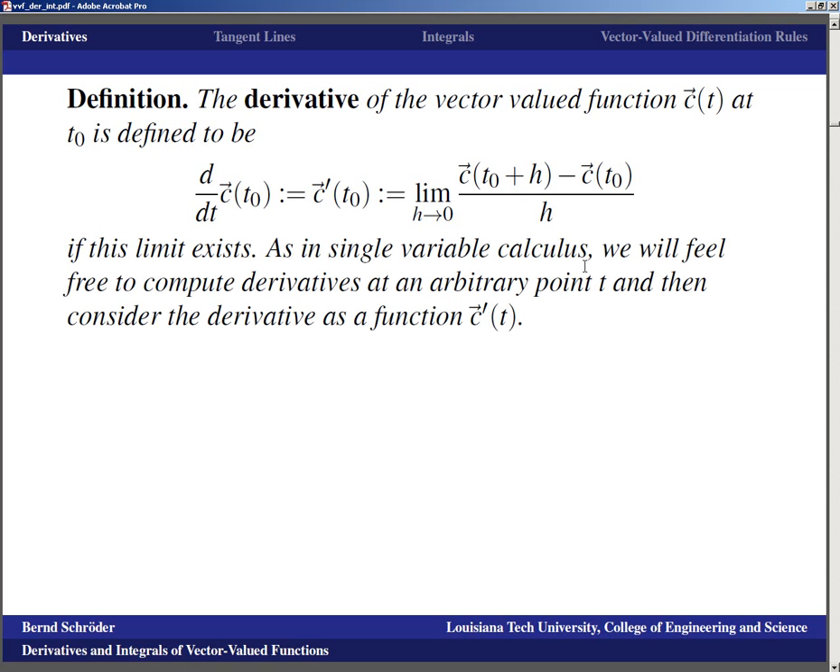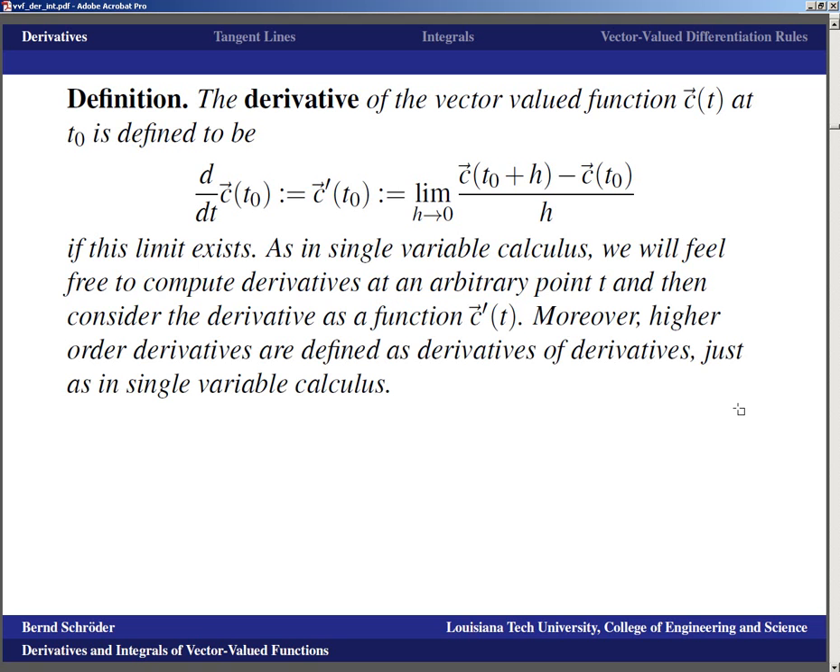And just as in single variable calculus, we will also feel free to just compute derivatives at an arbitrary point t, and then consider the derivative as a function c prime of t. So we're not going to worry too much about the derivative at a point versus the derivative as a function. We've done that already, and we can distinguish that in multivariable calculus just as we can in single variable calculus. Higher order derivatives are defined as derivatives of derivatives, just as in single variable calculus, another thing that we're not going to worry about too much.